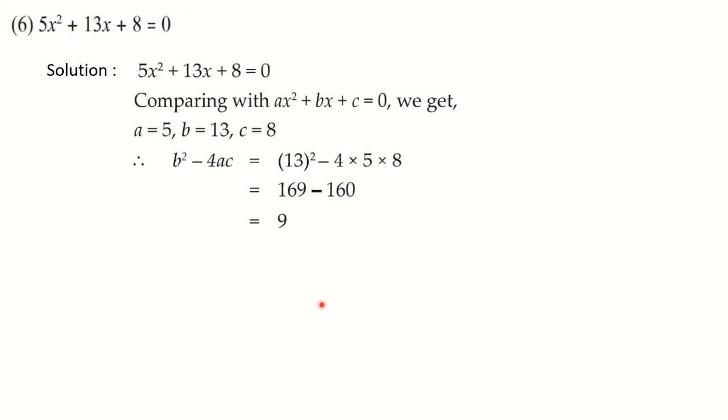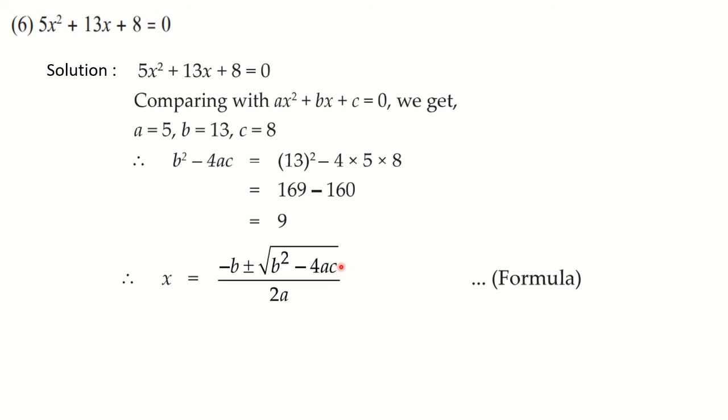Immediately, the next step, that means you have to write down the formula. So you write down the formula. x is equal to minus b plus or minus under root b square minus 4ac upon 2a. Writing formula is compulsory here. Formula carries half mark. You know that in mathematics the marks are given to the steps. If you are not writing formula, you will lose that mark.